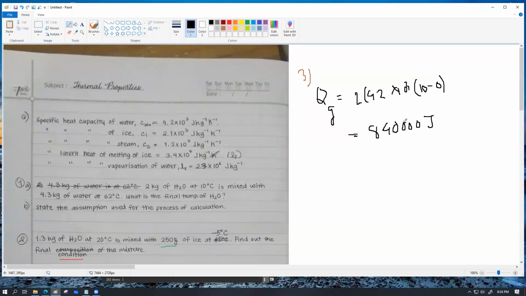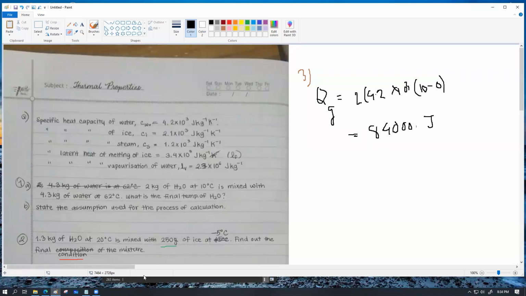Here one 0 will be less, it is 4.2, I was writing 42. One 0 will be less. Have a look. Is this all right? Yes, sir. I hope so.